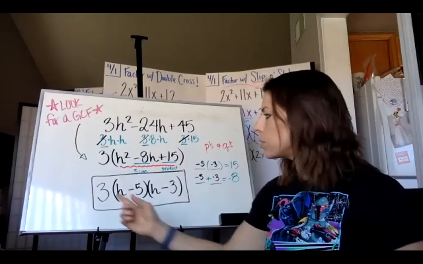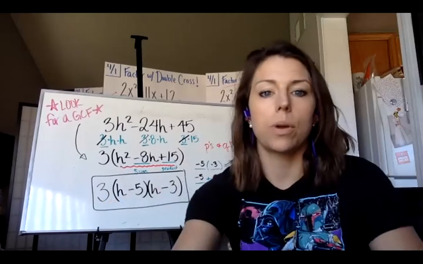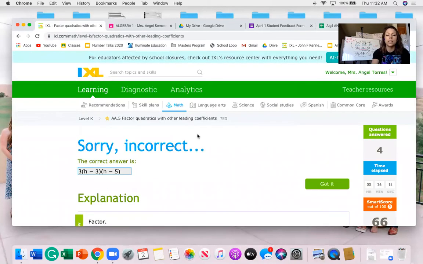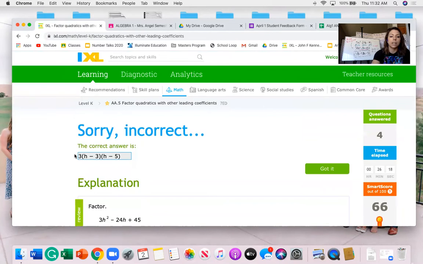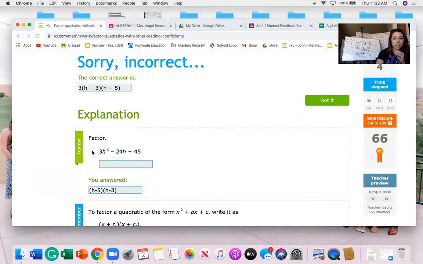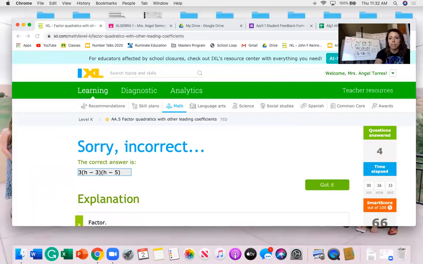If I don't include the 3, then this will not be accepted. So when I go over to IXL, if I, for example, just try to get away with doing h -5 and h -3 and click submit, it's going to tell me that I'm incorrect because I didn't include the 3 out in front. So with problems like these, they're a lot tougher because you have to realize that these all have a common factor. So at some point you need to start looking out for a GCF.